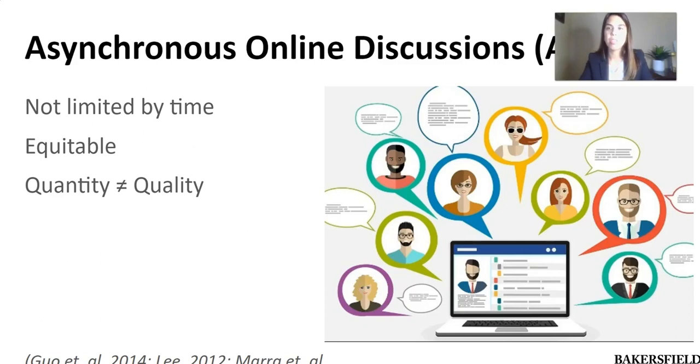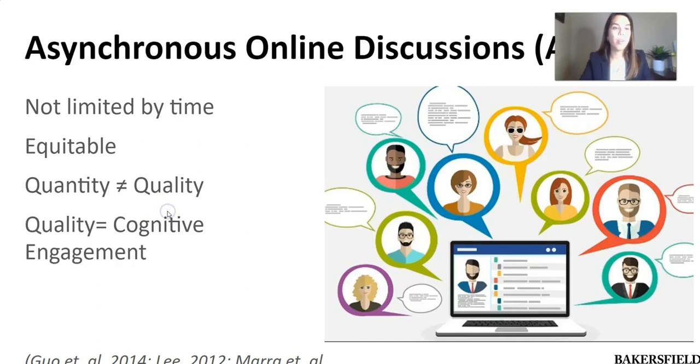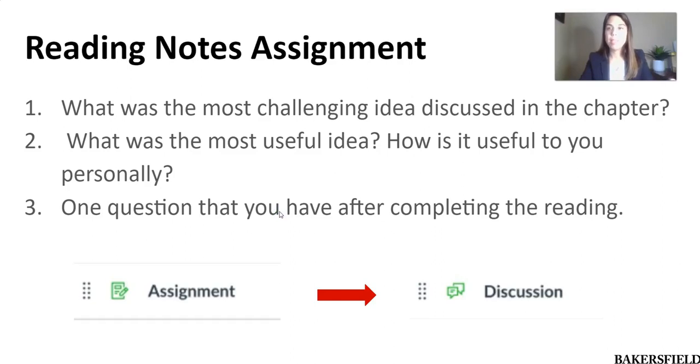So for my intervention, I wanted to focus on the quality of the interaction, and I used Garrison's definition of quality as cognitive engagement. So what I did is that I have an assignment in my classes every week. That's the reading notes assignment, which means that after their weekly reading, students have to answer three questions. What was the most challenging, the most useful idea, and then one question they may still have after completing the reading. And it used to be an assignment that they submit to me as an instructor. And as my intervention, I turned it into a discussion.